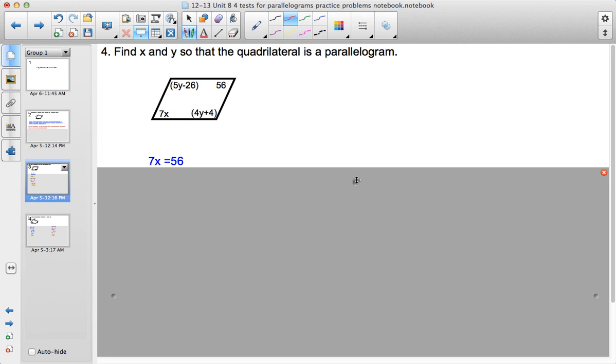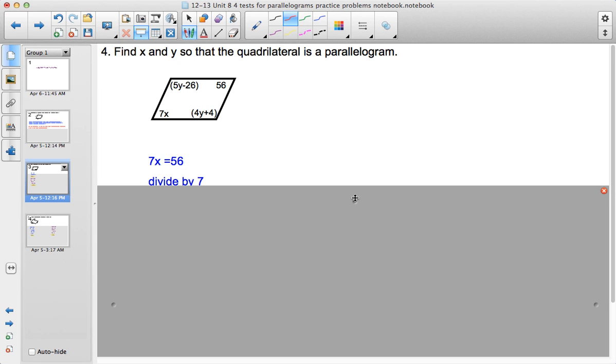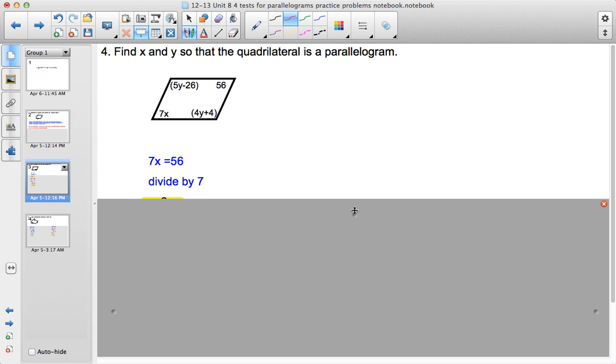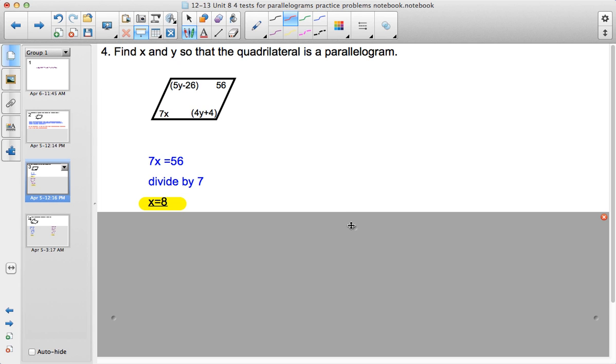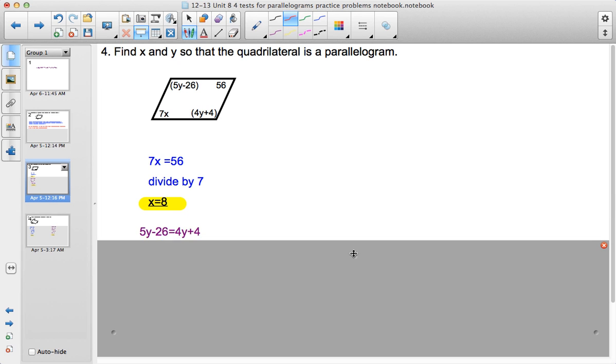7x equals 56 is our original setup. You'll divide both sides by 7, and then you can get that x must equal 8. Okay, that's the first step in making it a parallelogram, but we have to also make the other two opposite angles equal to each other, or congruent. So our original setup will be 5y minus 26 equals 4y plus 4.